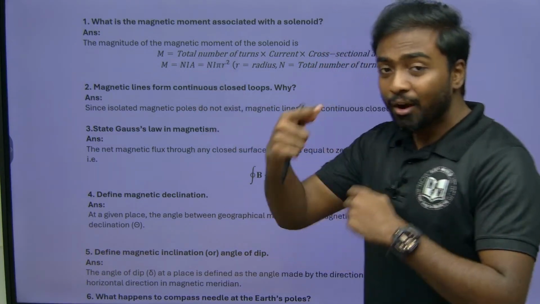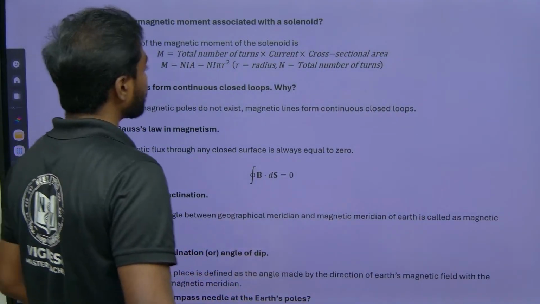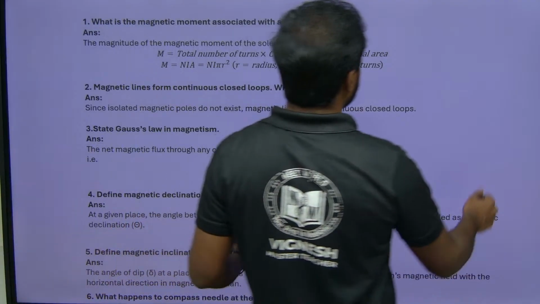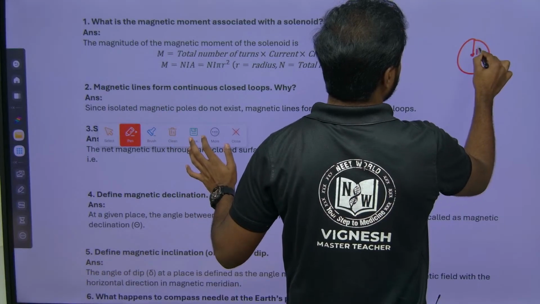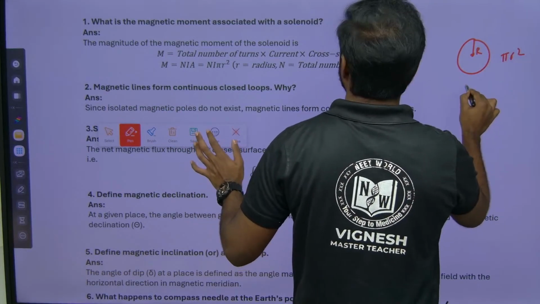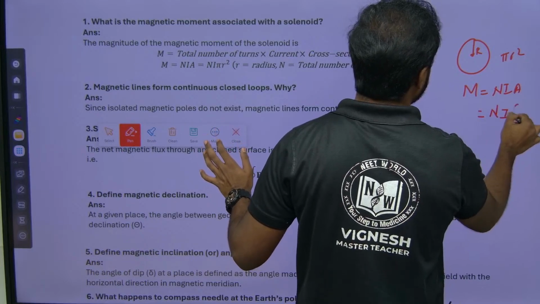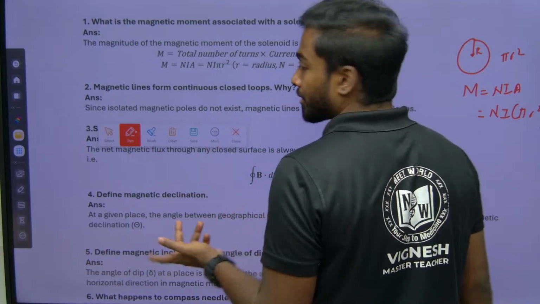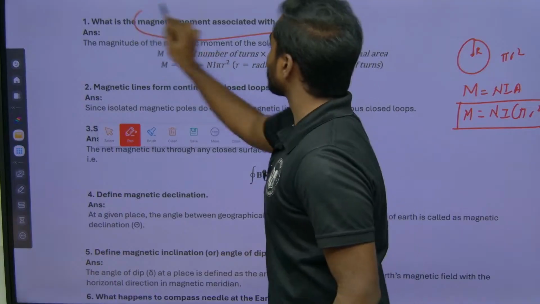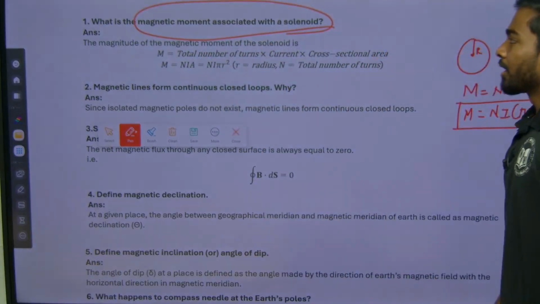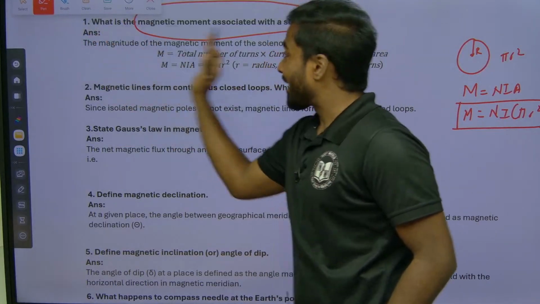So what is that area? Let me take the area of the circle. When we talk about the area of the circle, it is pi r square. So m is equal to n into I into A, n into I into pi r square, right? So this is the magnetic moment associated with a solenoid. That's a simple question and it's a 2 mark answer, like a one word answer, right?